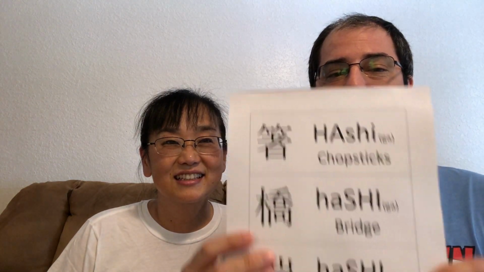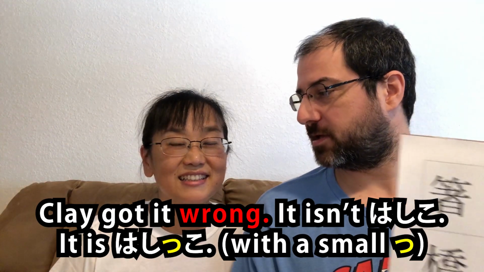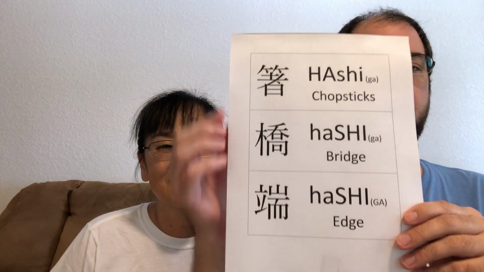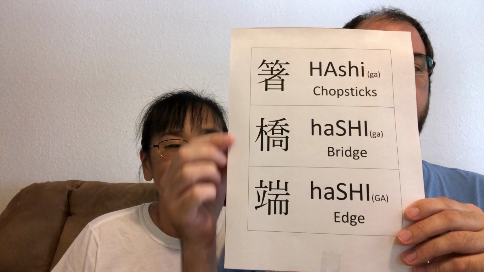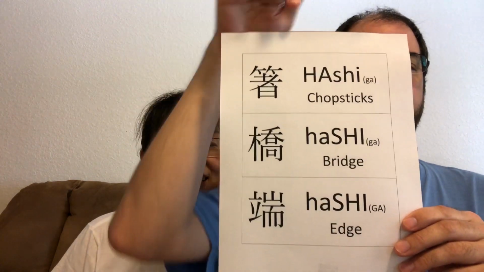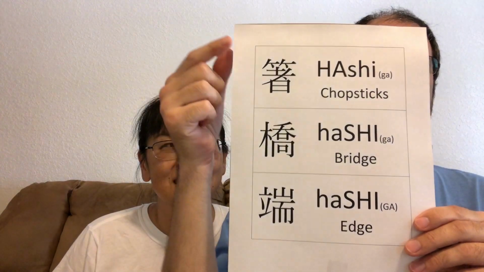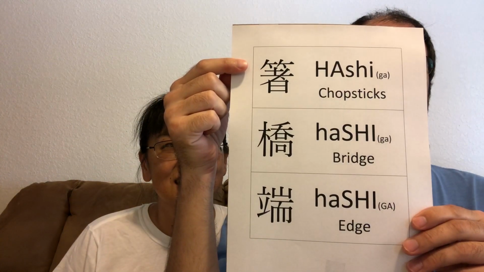Yesterday we talked about ame, rain, and how to pronounce it. Today the other example is bridge, chopsticks, and edge, which you normally say hashiko instead of hashi, right? 端っこ. Hashiko is the more normal way, but there are three different kanji, three different words that all have the ha and shi pronunciation. So let's go through how to pronounce each one first.